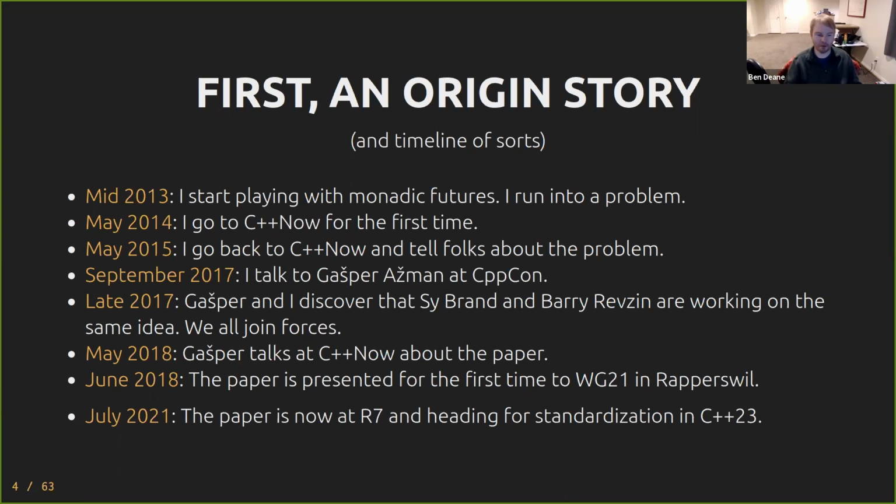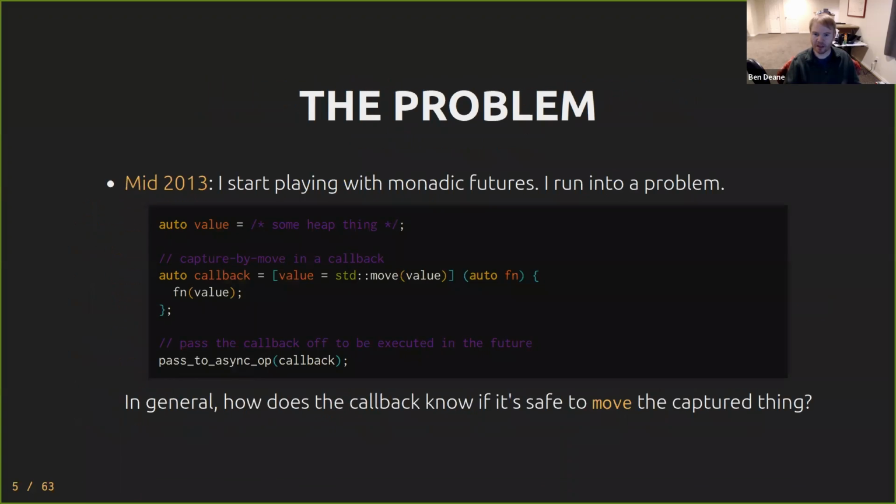So in this talk, I want to explain the feature more in a rewatch-friendly way, now that it's almost fully baked. Here is the problem I started with. I was playing with monadic futures, working in a code base where we're using callbacks. I was playing with this way of executing callbacks, and I ran into a problem similar to this. You have a callback, and you have a value that you move into the callback, and you pass that callback off to some asynchronous operation, and then later on it gets called back.